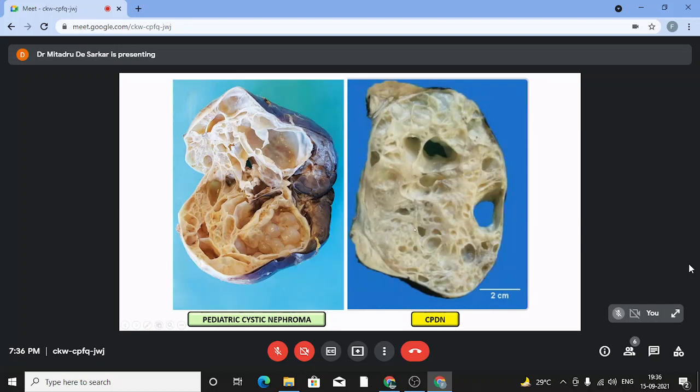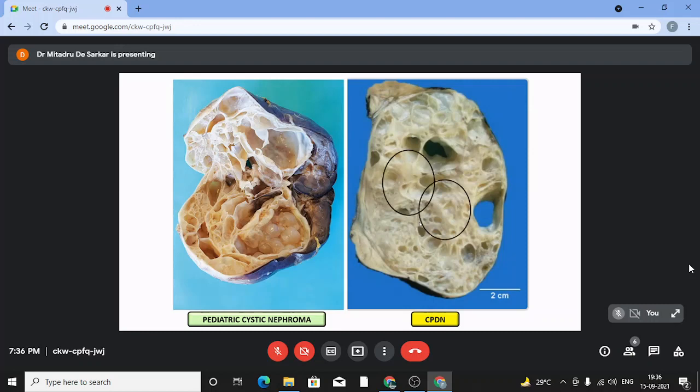On the other hand, in the case of CPDN, it looks as if there has been a prominent thickening of the septa, as a result of which the large macrocystic morphology seems to have been replaced by a slightly microcystic appearance. And that is the most important thing about this particular entity. There will be a septal thickening.